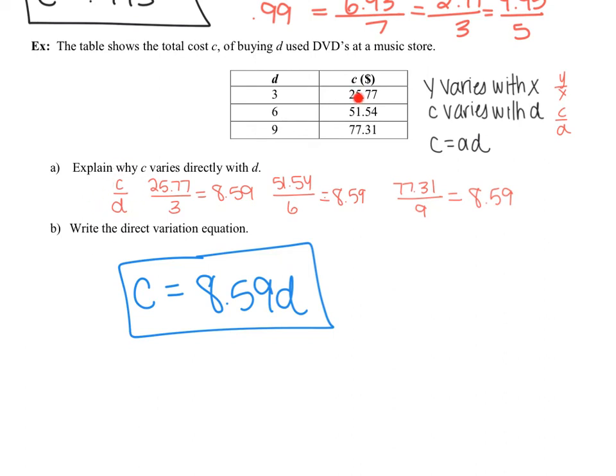So my first C is 2577, divided by 3 is 859. Then I did 5154 divided by 6, which is 859. 7731 divided by 9 is 859. So every time I divided C by D, it was constant, which means it's direct variation. And the thing that it divided out to get is actually your constant of variation. So I can just take this number and replace it with a in the equation, so C equals 859D.